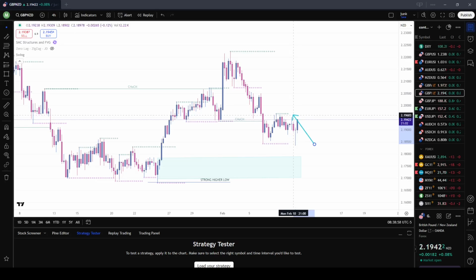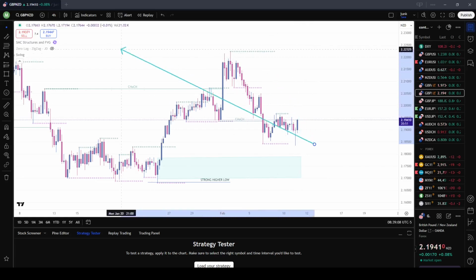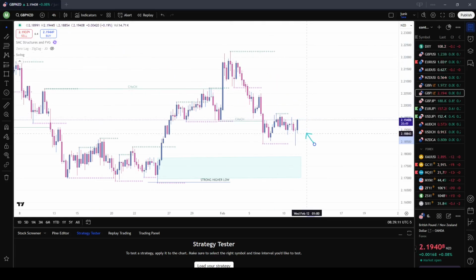But just like with GBP AUD, it would be an aggressive play to try to buy now. I'd wait to see if these highs can be broken, and then a retracement, and then place my buy orders to continue targeting these highs and then the higher highs.